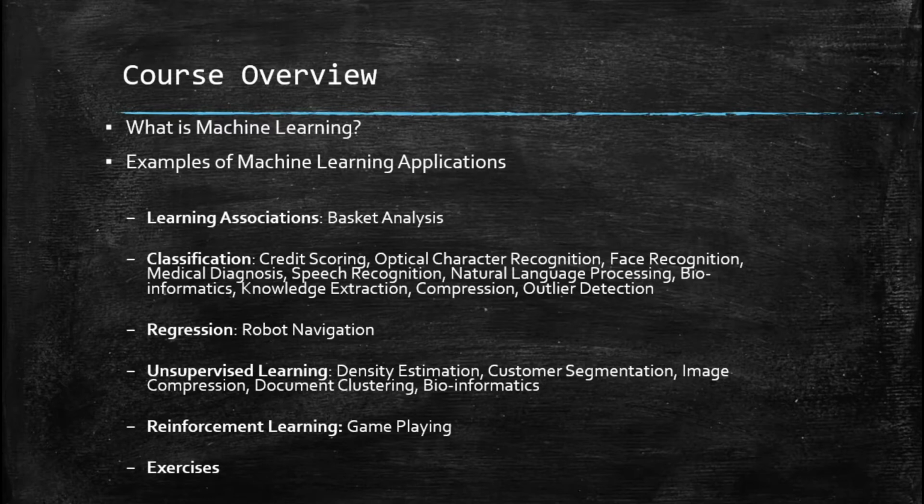They are all applications of classification. Next, we'll talk about regression and how it can be used in applications such as robot navigation. Then we'll talk about unsupervised learning, and we will compare it to supervised learning, and talk about some of the interesting applications of unsupervised learning, such as density estimation, customer segmentation, image compression, document clustering, and bioinformatics.